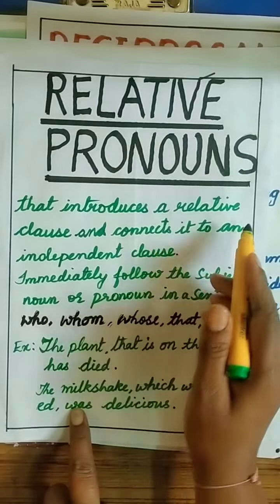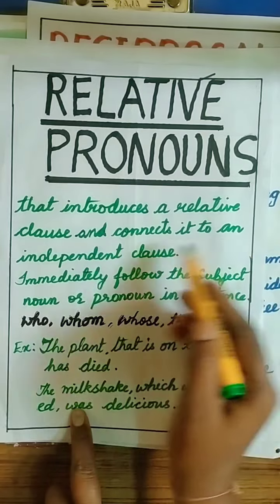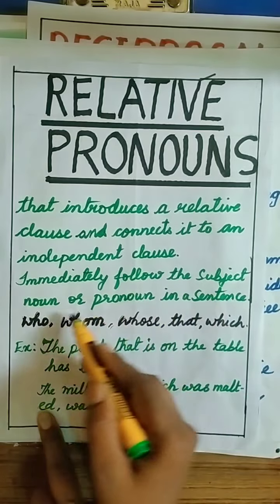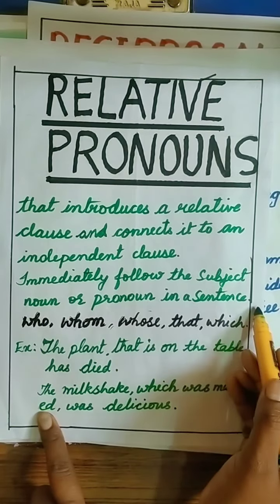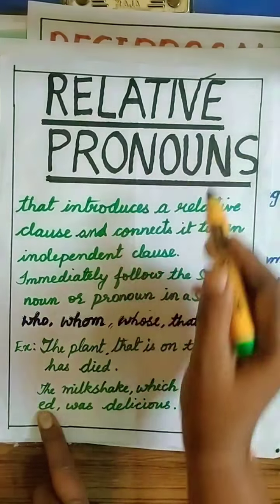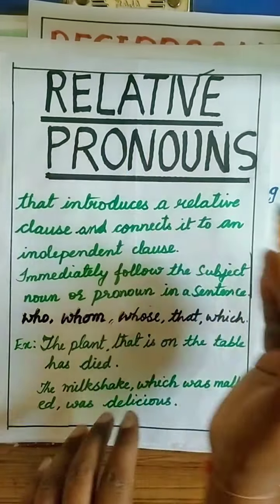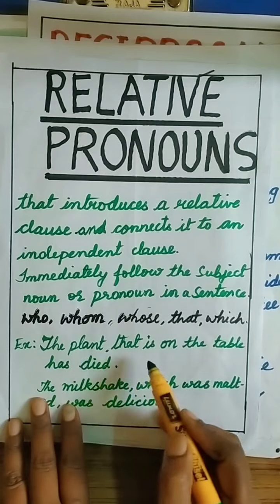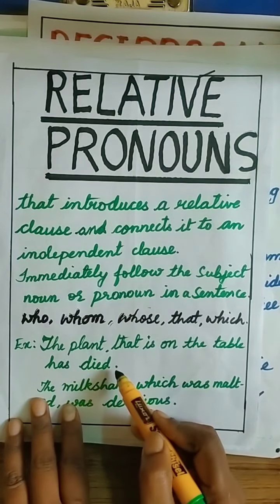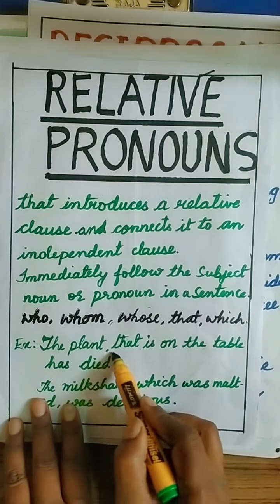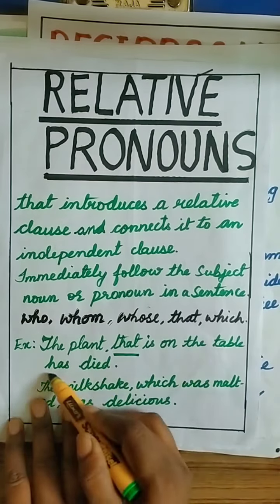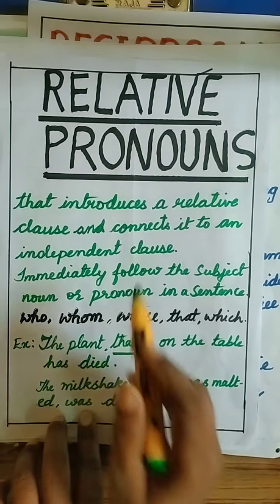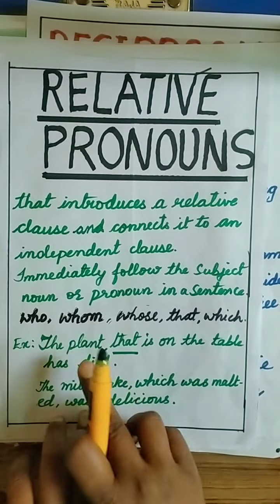A relative pronoun introduces a relative clause and connects it to an independent clause. It immediately follows the subject, noun or pronoun in a sentence. So this relative pronoun is relative to the subject, right? Example: the plant that is on the table has died. So we are talking specifically about the plant that is on the table. The word that is known as a relative pronoun. That word is related to the plant.